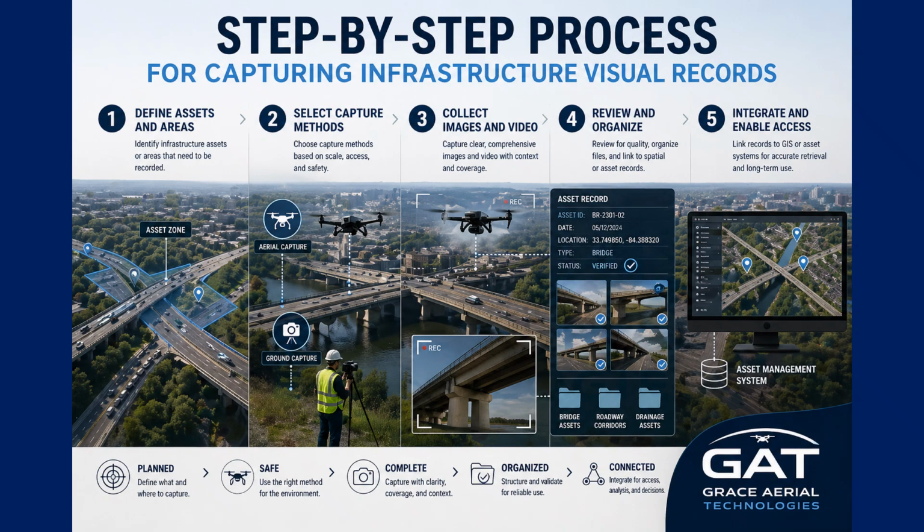So how does the process work? Let's look at the step-by-step process for capturing infrastructure visual records. Visual documentation begins with defining what assets or areas need to be recorded. Capture methods are selected based on scale, access, and safety considerations. Images and videos are collected with attention to clarity, coverage, and context. Files are then reviewed, organized, and linked to spatial or asset records to ensure that they can be retrieved and interpreted accurately in the future.